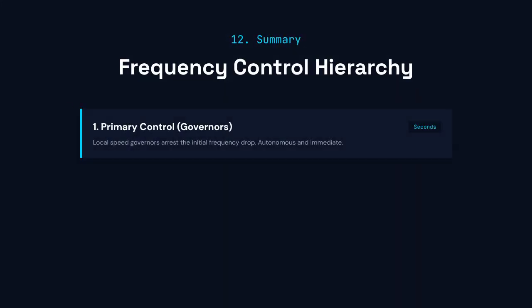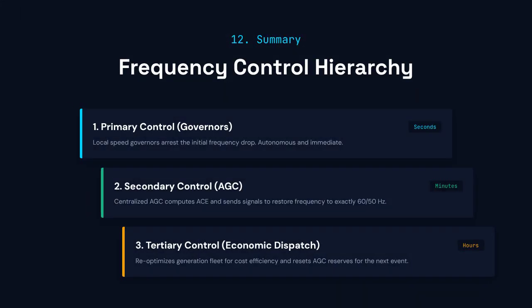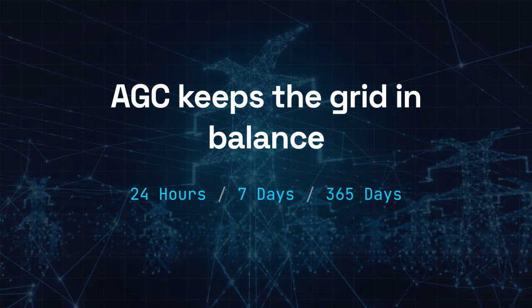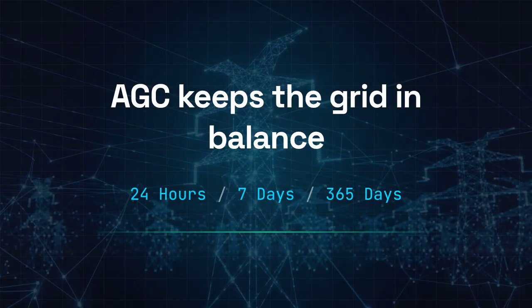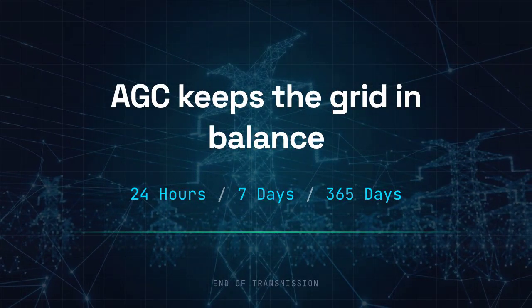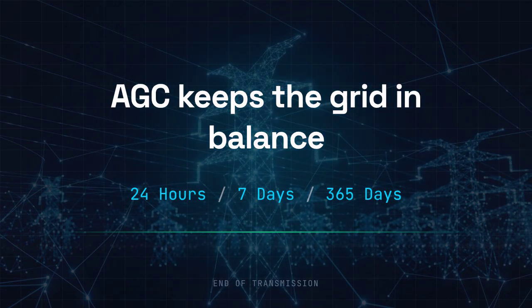Frequency control operates in 3 layers. Primary, governor response within seconds, fully automatic. Secondary, AGC restoring nominal frequency within minutes, automated. Tertiary, economic dispatch optimizing the generation mix over hours, with human oversight. Together, these layers maintain grid reliability around the clock, tirelessly calculating, dispatching, and correcting every second of every day. Without it, modern civilization as we know it would not be possible.